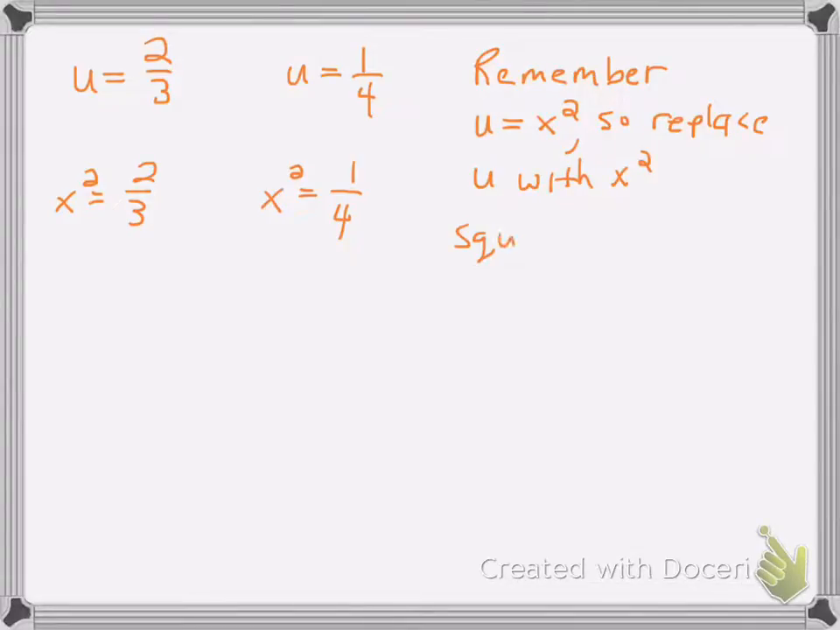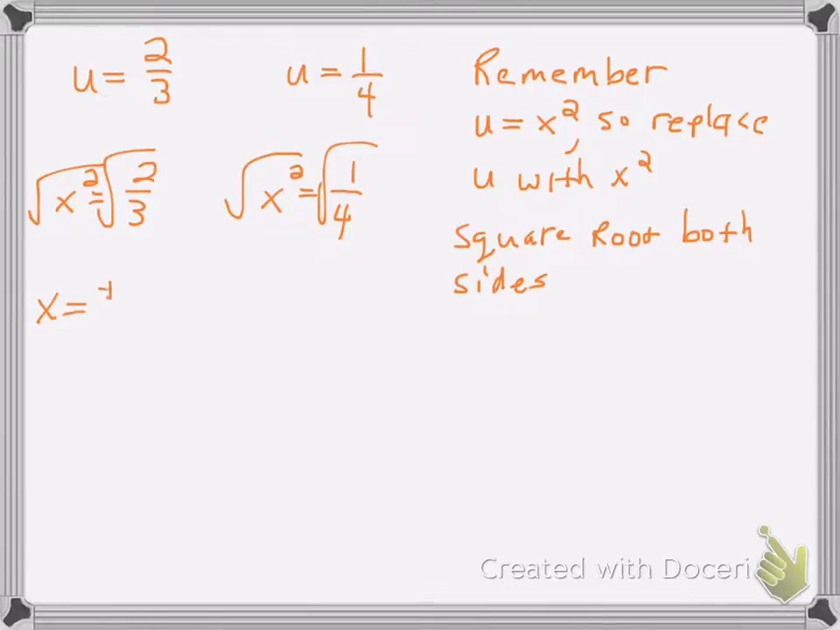We're going to have to take square roots, right? So that's what I'm putting right here. You're going to square root both sides. When you do that, remember, you're solving with square roots, so you're going to get your plus or minus. So I end up getting plus or minus the square root of 2/3, and plus or minus the square root of 1/4. Now you have to solve for each of these individually.